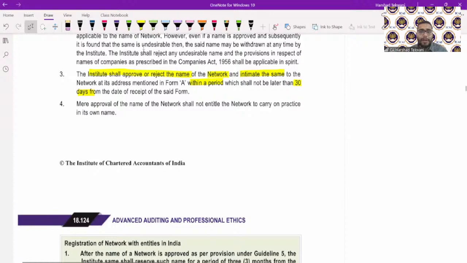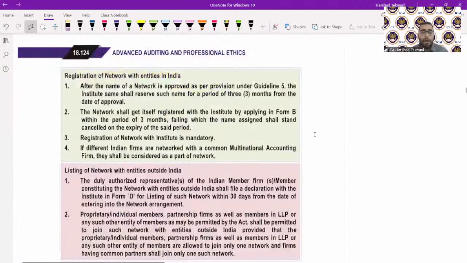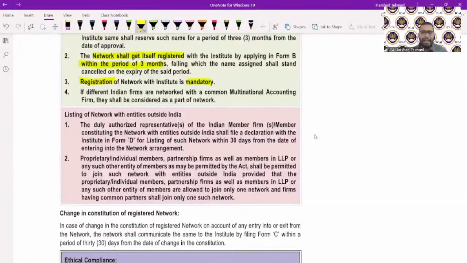Now registration of network with the institute. Okay, once the name is approved, as per the guidelines that we discussed, within a period of 3 months from that approval, they are required to register. Okay, the network is required to register within the period of 3 months. Otherwise the name will stand cancelled. Once they have approved the name, get it registered within 3 months. Registration is mandatory. There can be multinational accounting firms which can be part of a network, but that is there.